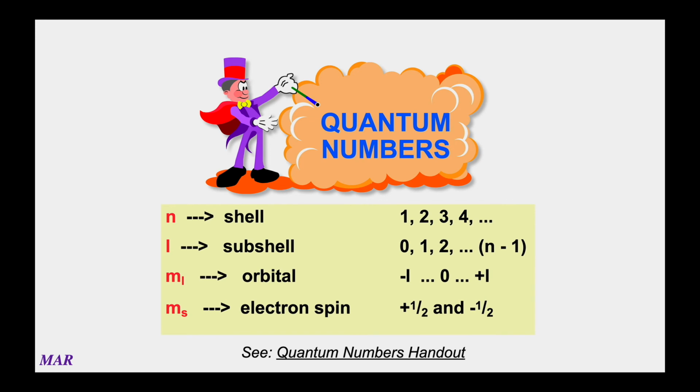Electron spin, the new player on the block, m sub s, has only two values, and those are positive 1/2 and negative 1/2. Those correspond to, if you will, orienting up with a magnet or orienting down with a magnet. There's no dependence on n, l, or m sub l. They're only positive or negative 1/2. So keep that in mind while we go through m sub s.